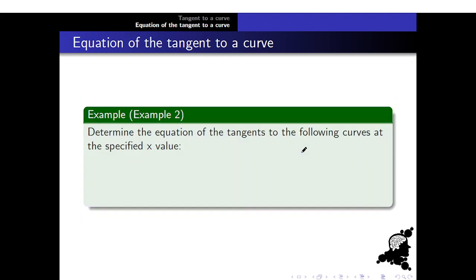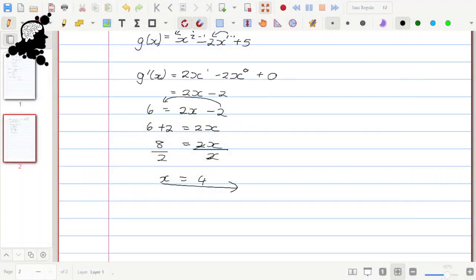Let's have a look at this in a practical sense. So the question says we need to determine the equation of the tangents of the following curves at the specified x values. So the first curve we have is f of x equals negative 4x cubed minus 2x squared at x equals negative 1. So let's see how we would do this.